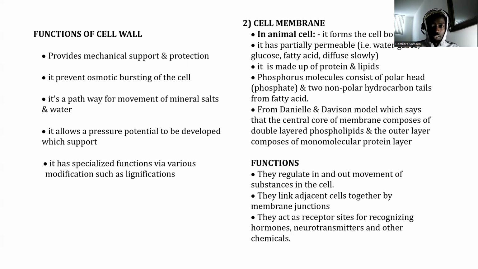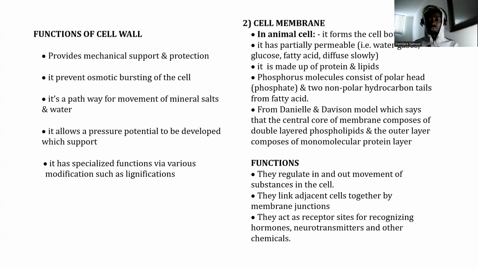Are you getting me? So the phospholipid, and the outer layer, which is the protein layer, is basically found in the cell membrane. What are the functions of the cell membrane? They regulate the in and out movement of substances. So it's not all substances that will go in and go out, and those that are going in and going out are being regulated. There are regulations to them.